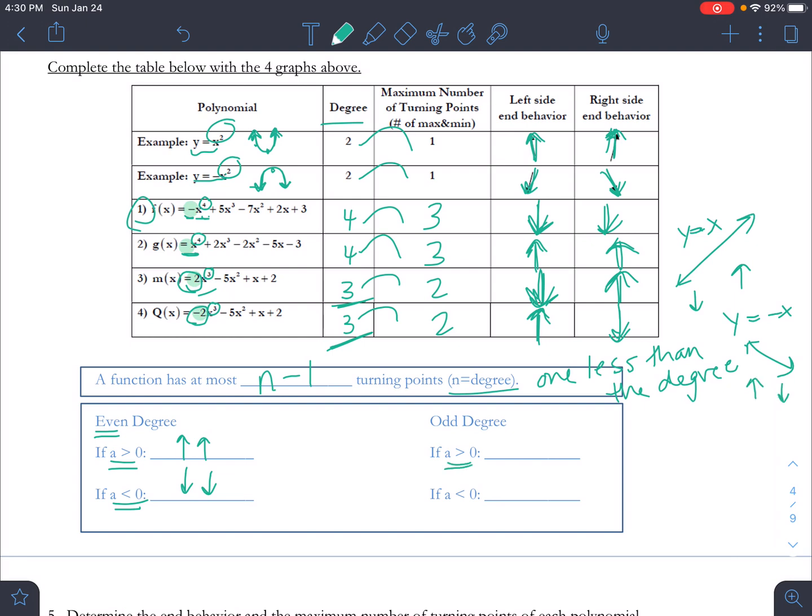So if a is positive, it ends going towards positive infinity. That's what I always think of it as. And if a is negative, it begins towards positive, it ends going towards negative infinity, since it's negative in the front. Okay, so this would be like number 4. This one was like number 3. This one was like number 2. This one was like number 1 from above here. All right, so notice that odd degree have opposite arrows. Odd, opposite, so that's easy to remember. Even have the same, either up, up, or down, down.